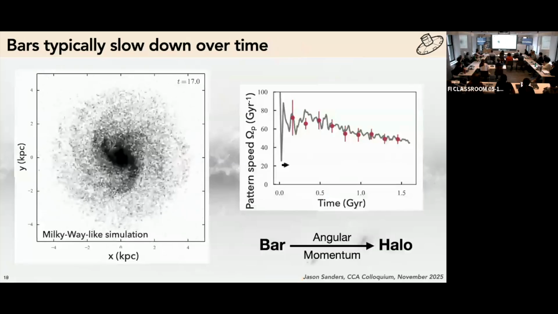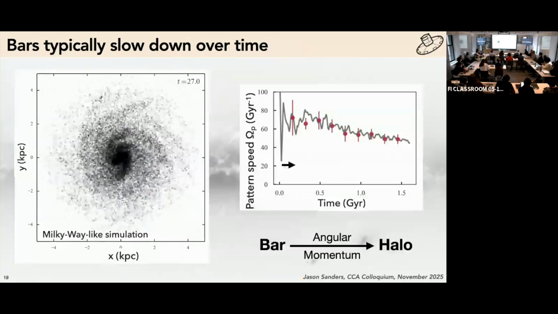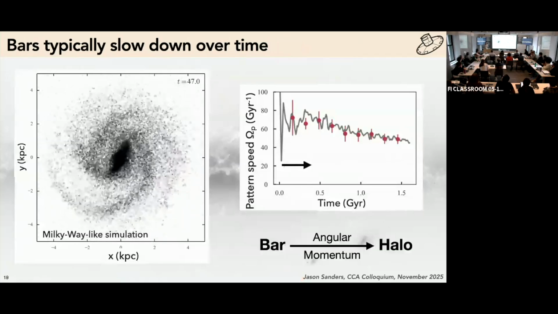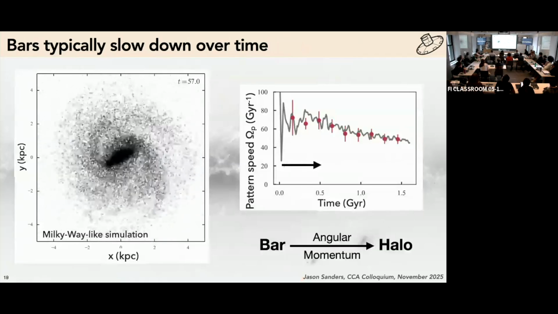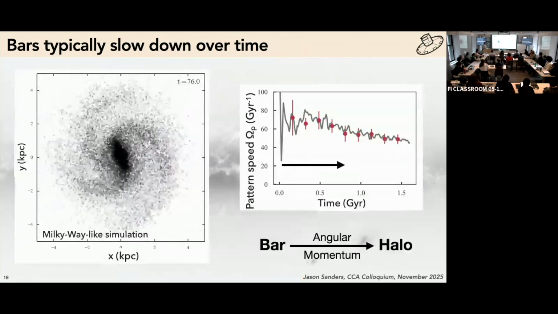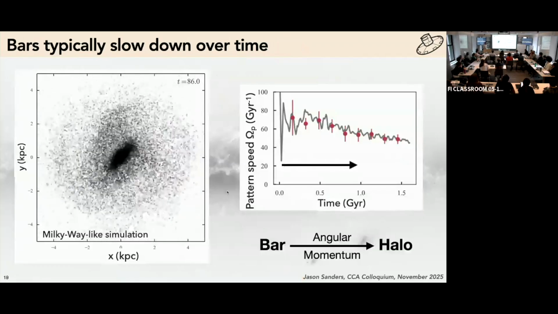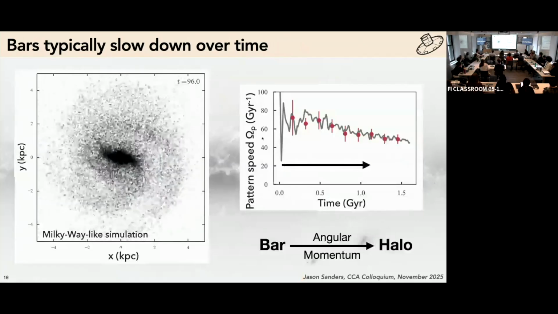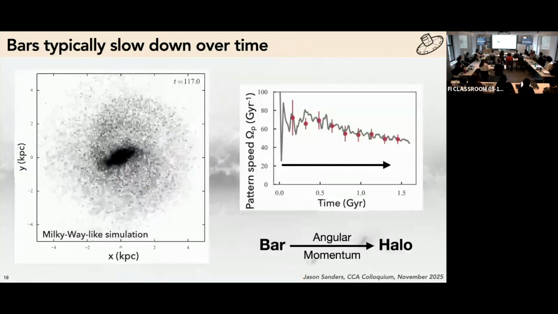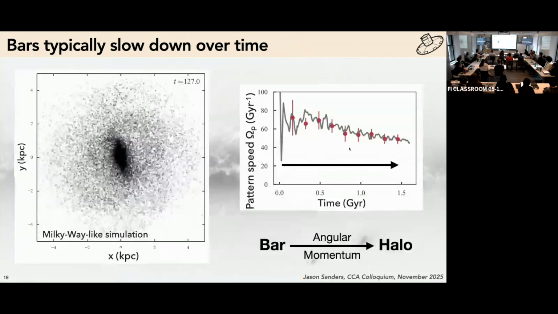Okay, when bars form, they typically slow down, and this is through drag on the dark matter from the dark matter halo. Here's just a very, very simple simulation that exhibits that. You can see on the right-hand side, this is the pattern speed, the rotation rate of the bar as a function of time. And you can see how that's declining over time.